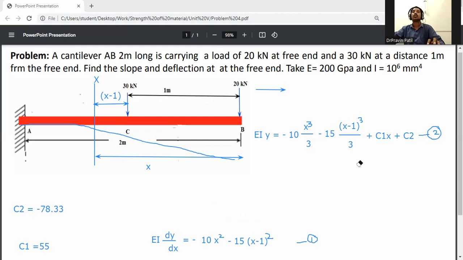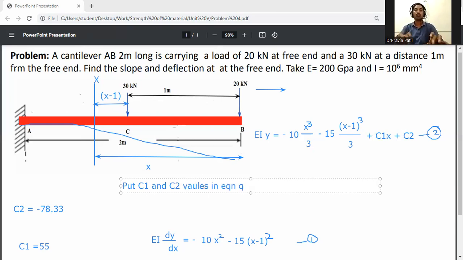So this one is equation number 1 and 2. Put the C1 and C2 values in equations 1 and 2. First of all, write down equation number 1.